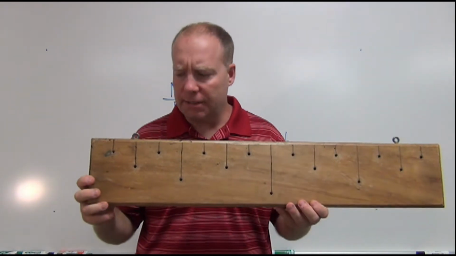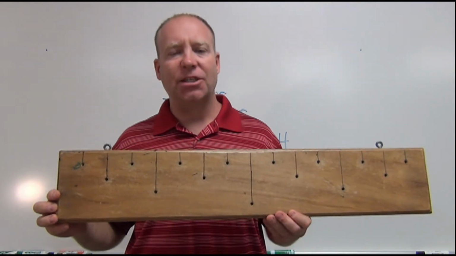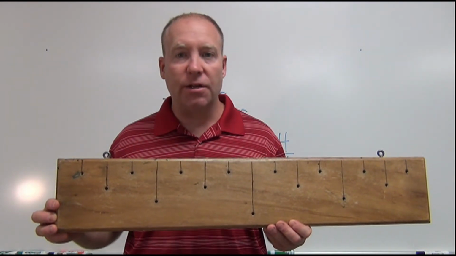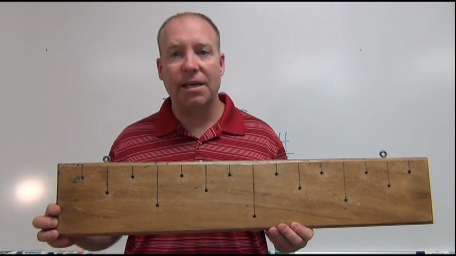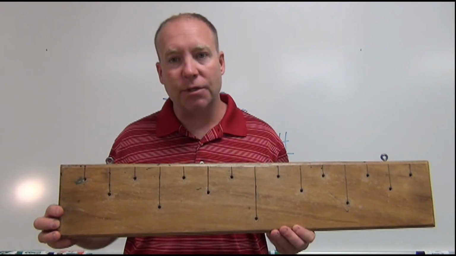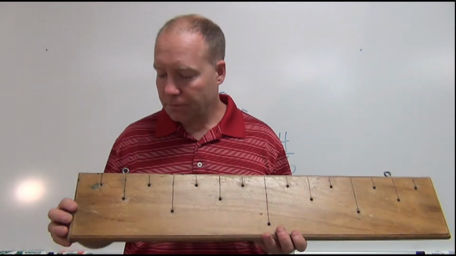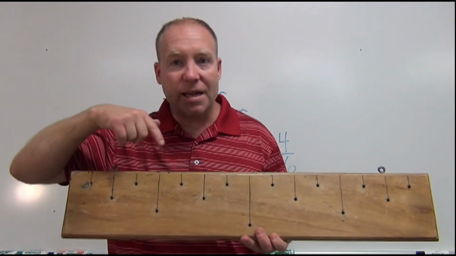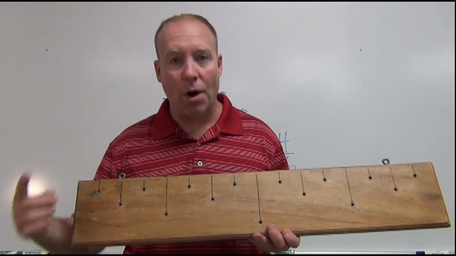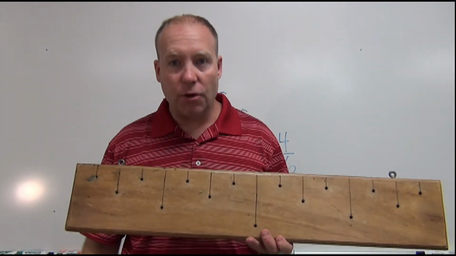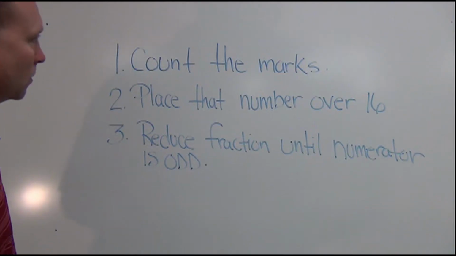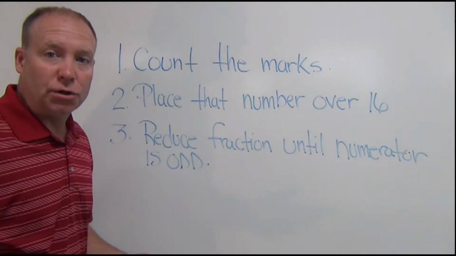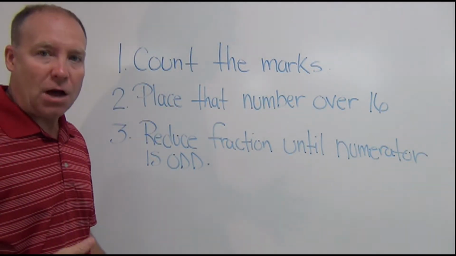All these ticks that you see in between there are sections that they broke the inch down into. How many parts did they break the inch down into? 16. That's why we say we're measuring on the 16th scale. There are 3 simple steps in identifying any of these measurements on this 1 inch. Okay? And those steps are: 1, count the marks. It's real simple. All you have to do is count.